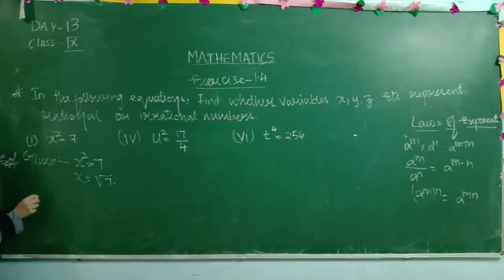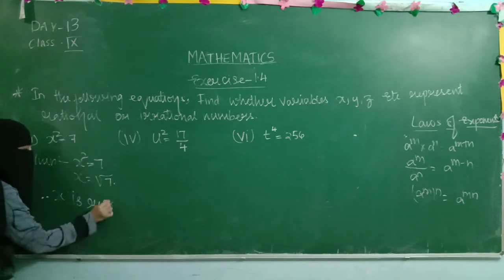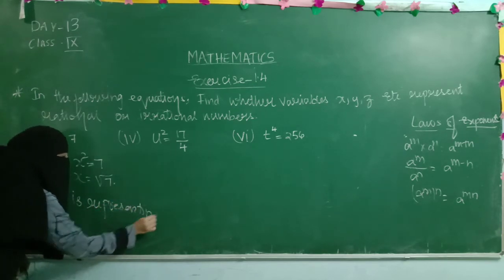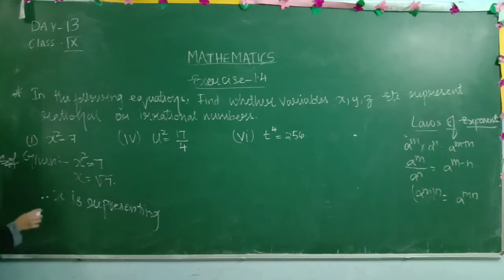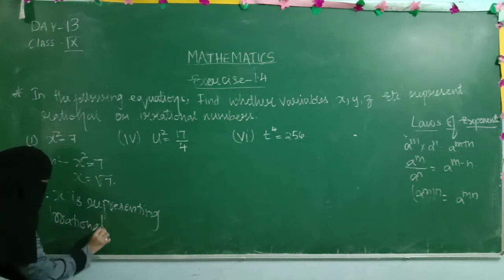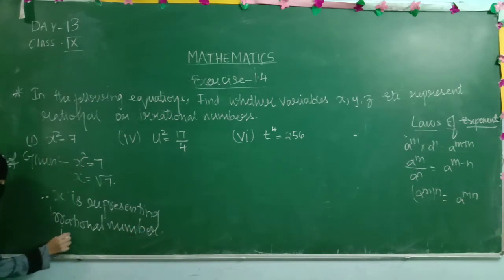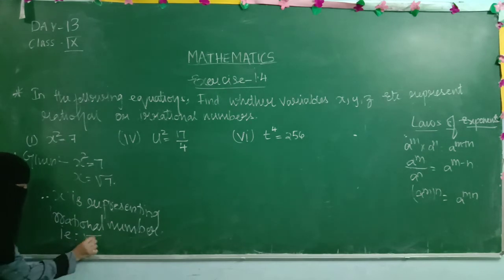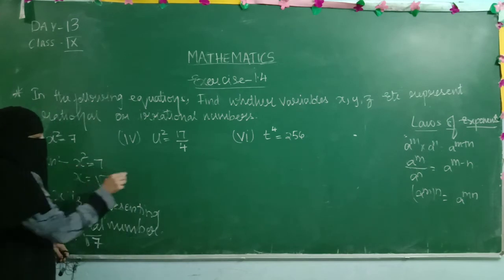Therefore x is representing an irrational number. What is that irrational number? That is root 7. Hopefully it is clear to you. The next one.